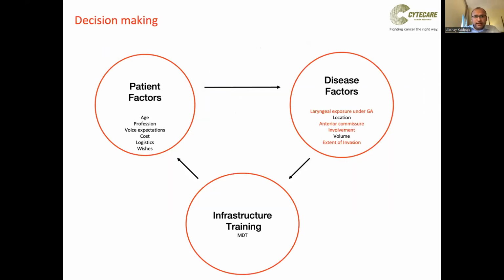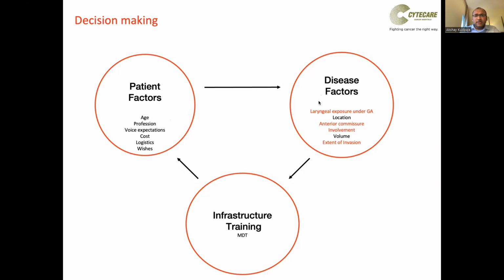So finally, the decision making for transoral laser surgery, like any other oncology scenario, is based on patient factors, disease factors, and the MDT. In the patient factors, especially for the vocal cord, where voice is an important outcome and expectation, this has to be discussed with the patient in making the decision. And of course, in our scenario, as I discussed, the cost and the logistics also have to be factored in with regard to the preoperative or patient factors.